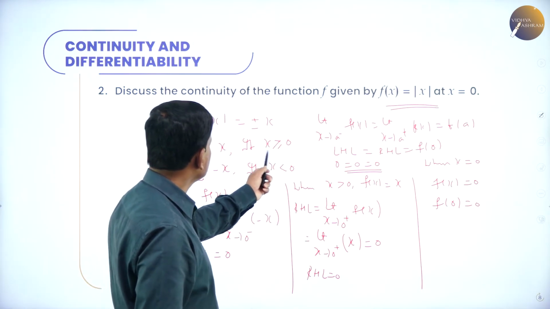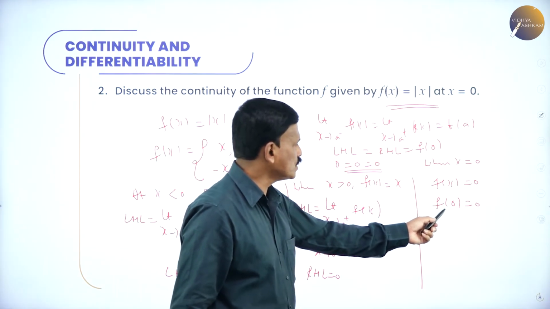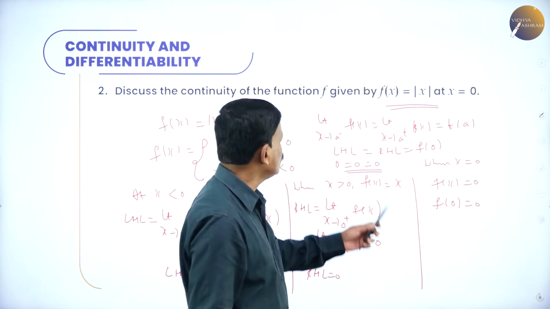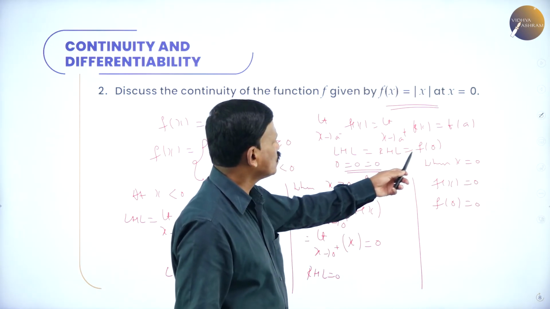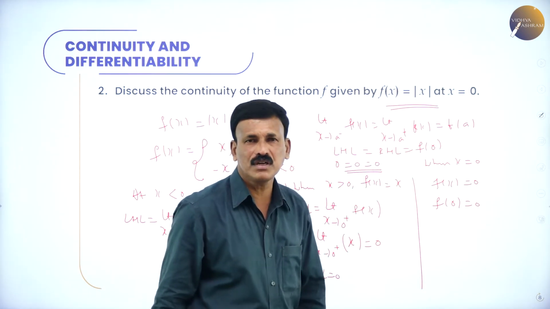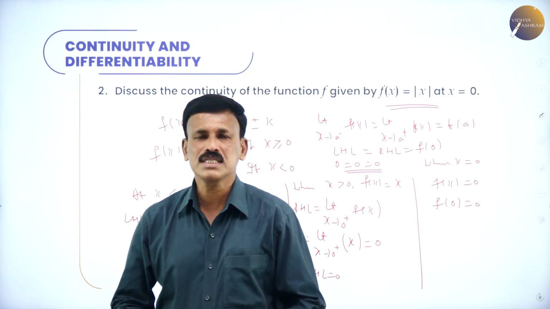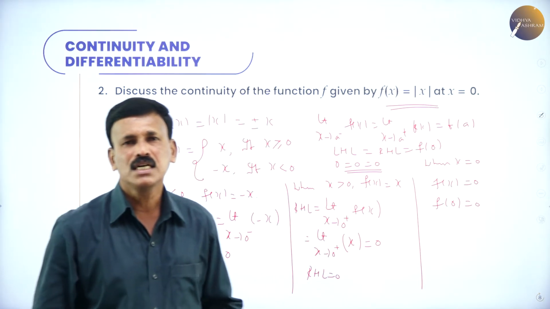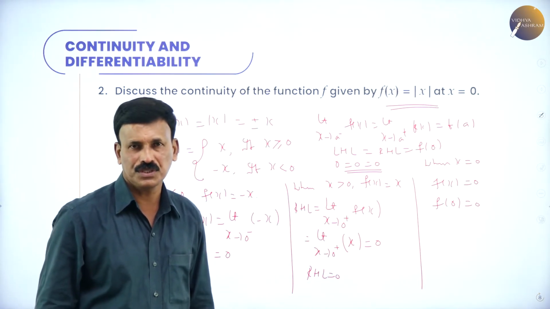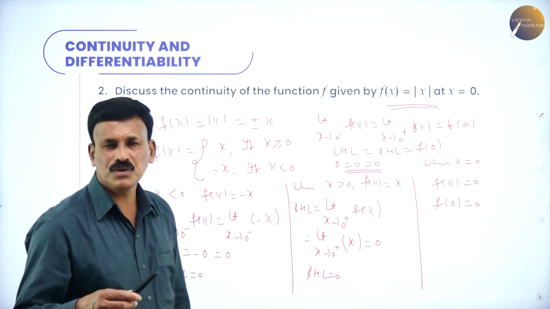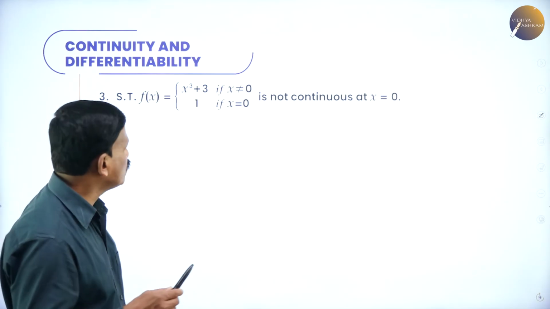When x is equal to 0, f of x is equal to 0, that is f of 0 is also equal to 0. Hence, left hand limit is equal to right hand limit is equal to functional value 0. Hence, f of x is continuous at x is equal to 0. Okay, hope you followed this. Now, let us come to the next problem.